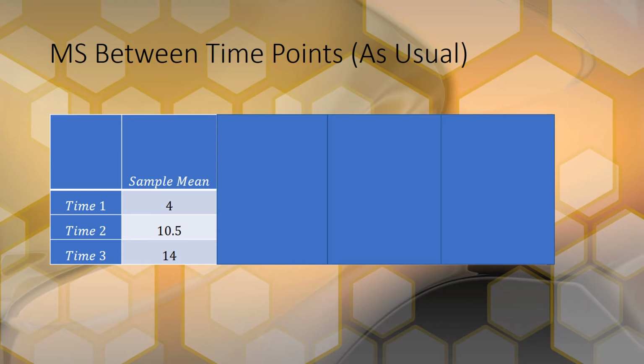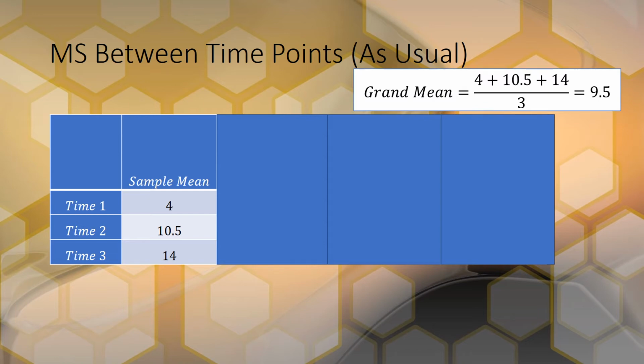But an easier way to do that is if you have the sample means and you have the same amount of observations for each sample mean. So for this, we're going to have 4 observations per sample mean. Then you can just add each of the sample means up and divide by the number of sample means. So we can have 4 plus 10.5 plus 14, and then divide that by 3. And we get a grand mean of 9.5. That's your first step, is to find the grand mean.